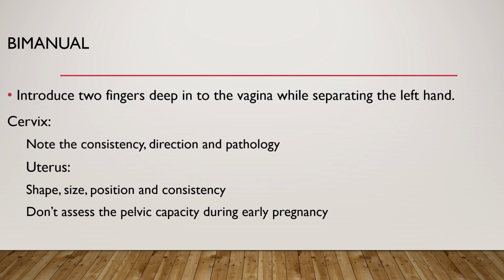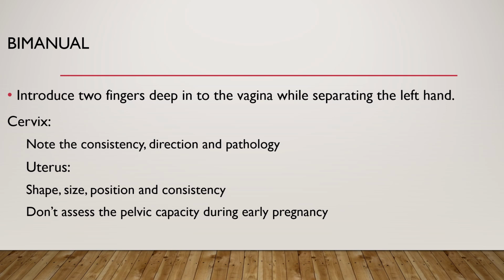Next is bimanual examination. Introduce two fingers into the vagina while separating the labia with the left hand. First you feel the cervix, noting the consistency, direction, and pathology of the cervix. See the consistency of the cervix, the direction of the cervix, and see whether any growth or any other lesions are there or not.